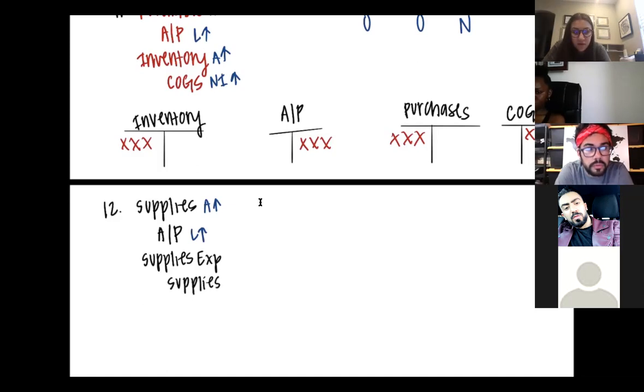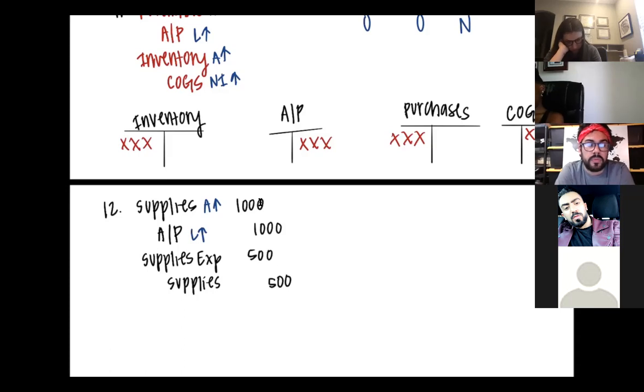Well, are they using the full amount of supplies or are they only using some? It says for the amount of those supplies used. So they're not using the entire amount. So I will put like $1,000 for supplies and AP, and maybe like 500 for supplies expense and supplies. Supplies expense is affecting net income by bringing it down, and then supplies is affecting assets by bringing it down.